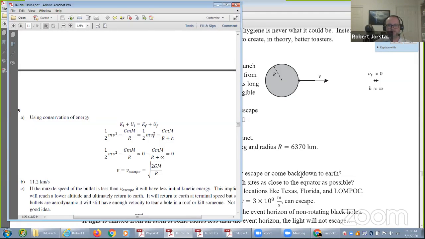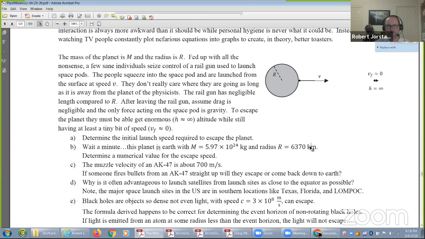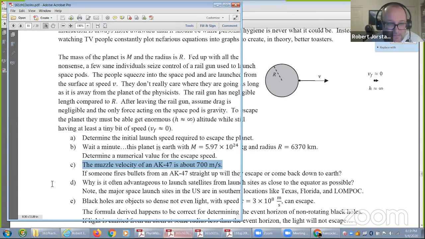And now I'm going to come back to this problem right here. So I plugged in these numbers. Watch out, kilometers. Okay. Notice here's an AK-47. If you're shooting an AK-47, the bullets come out at a muzzle velocity of 700 meters per second. Now compare that to the escape velocity that we just discovered, 11.2.